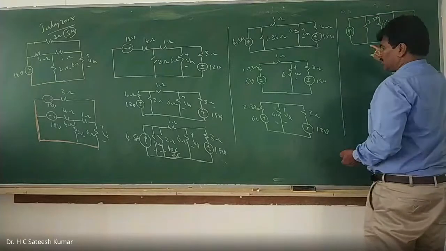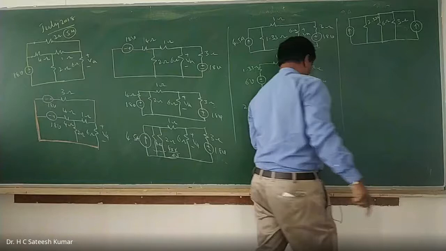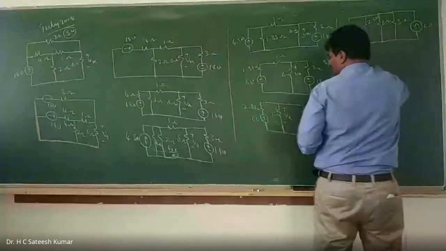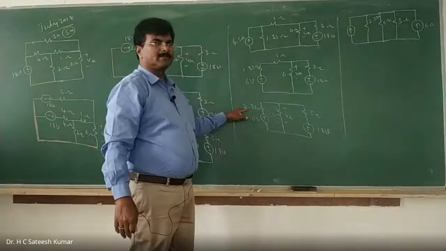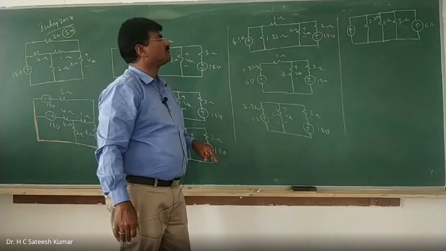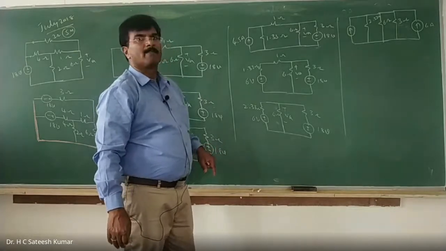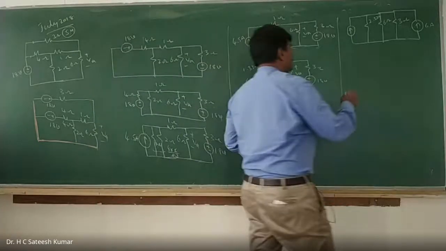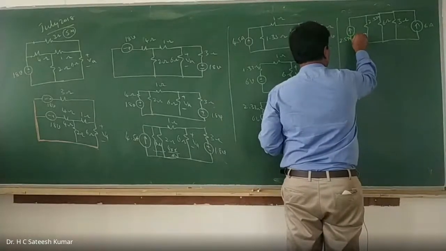Okay, right. What about this one? I is equal to V by R, 18 by 3, 6 amps. 6 amps. What about this one? I is equal to V by R, 6 divided by 2.33. 2.575 amps you will get it.